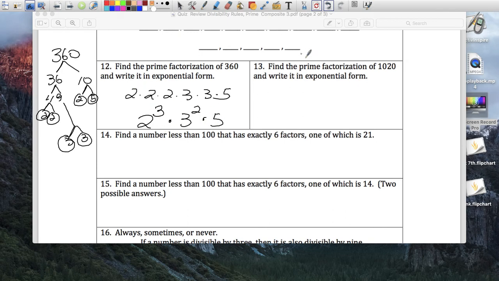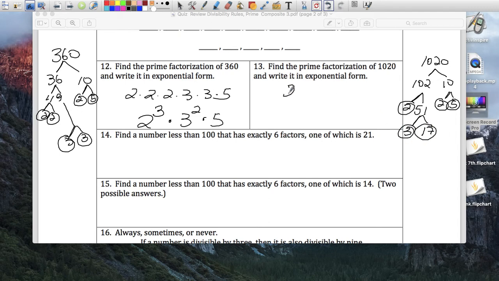Okay. Next one, 1020. Yikes. Again, easy to break. I'll take that 0, make that a 10, and the other half I'll make 102. 10 is 2 and 5. Circle, circle. 102, well, divided by 2 works, so 2 and 51. 51 could be, let's see, 3 and 17. That one's a tricky one. 17 is a prime, so I can circle.